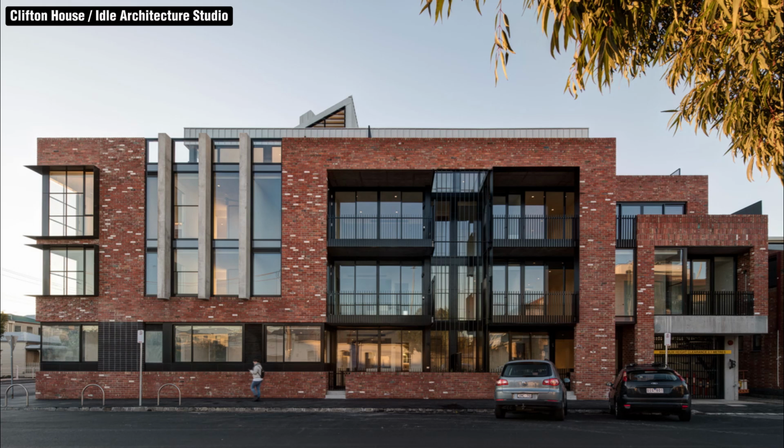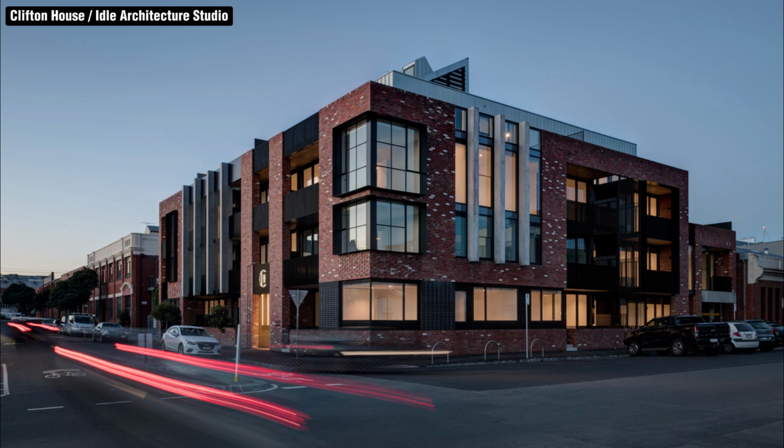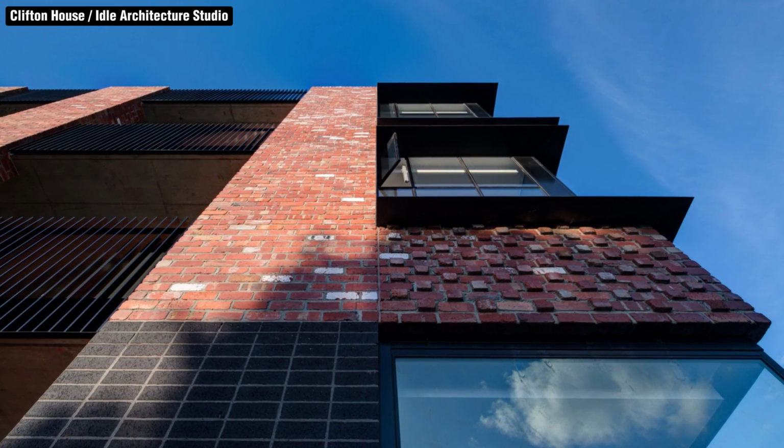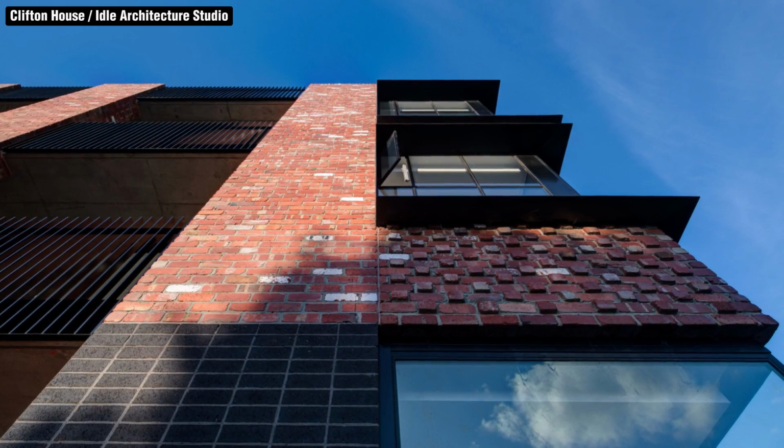The Clifton Hill residential project in Melbourne, Australia, reflects the city's significant industrial heritage. Red-faced bricks and black steel are used on the facade, in accordance with the urban fabric.